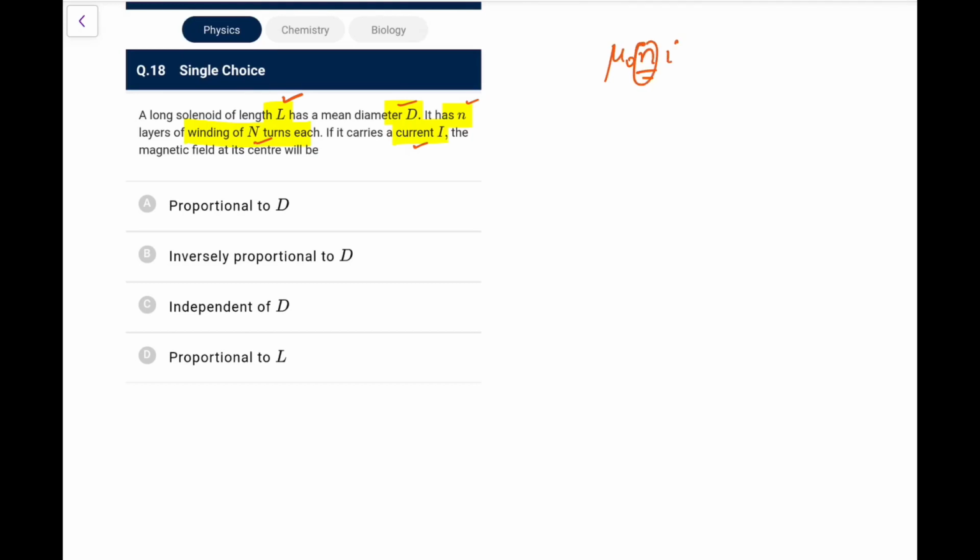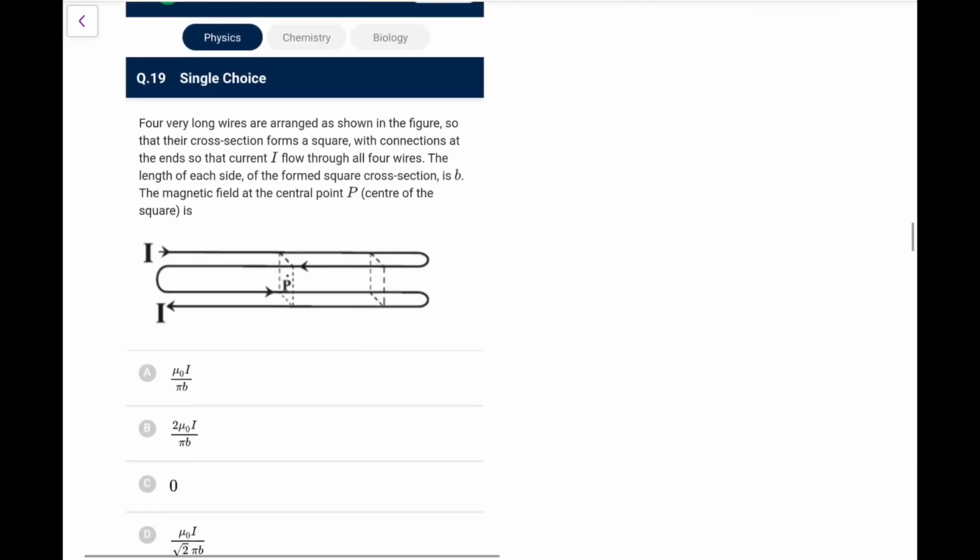Here the number of turns per unit length is n, so total turns will be n into L, so that is mu naught N upon L into I. So definitely it is not going to be dependent on D, it is independent of D for a long solenoid. Next one, 4 very long wires are arranged as shown in the figure so that their cross section forms a square with connection at the end, so that current I flows through all wires. The length of each side of the formed square cross section is B. The magnetic field at the central point P is.